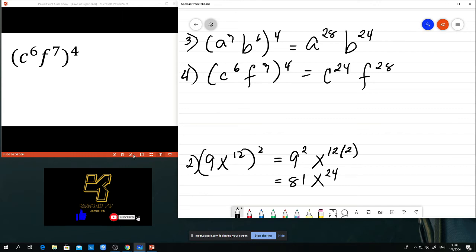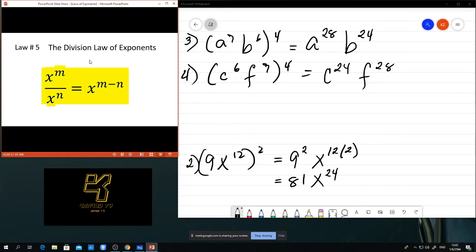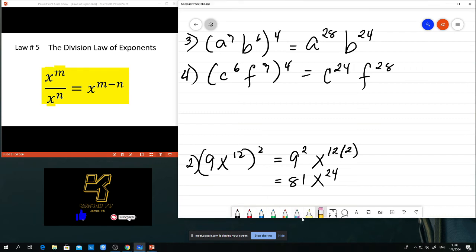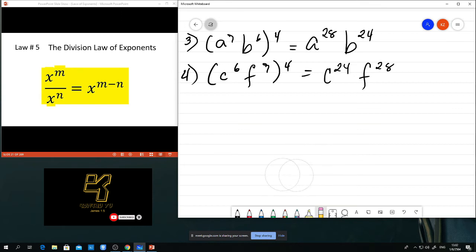Okay. Next. Law number 5, the division law of exponents. If you remember law number 2, the multiplication law, we add the exponents. Because the opposite of multiplication is division, if we add in number 2, then in division we subtract. Easy to remember: multiply, add the exponent; divide, subtract. Opposite of addition is subtraction, opposite of multiply is division.